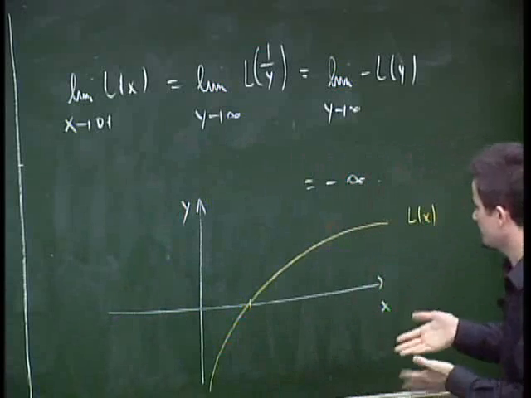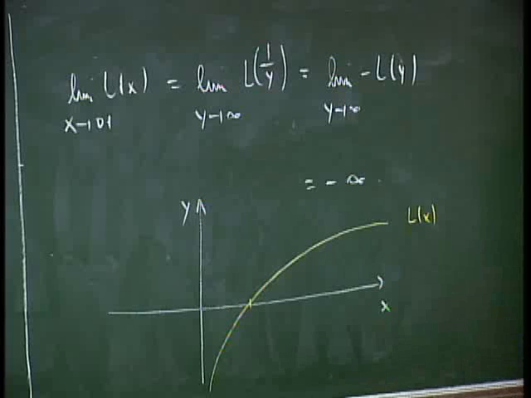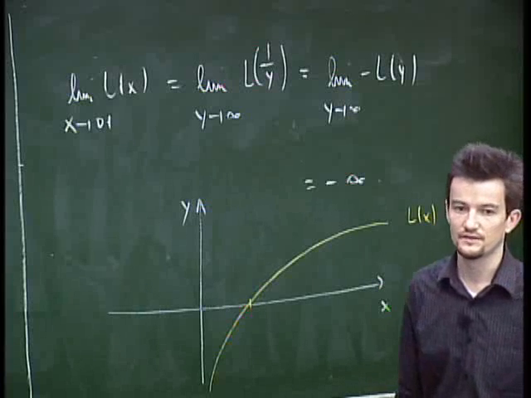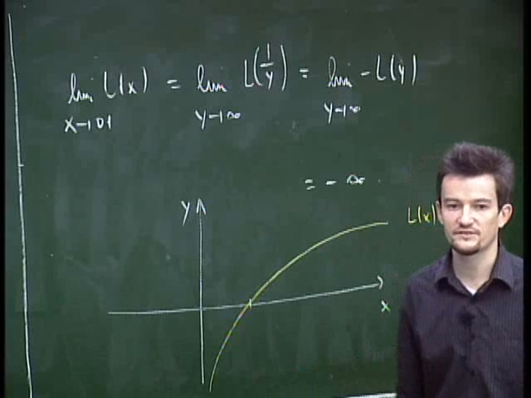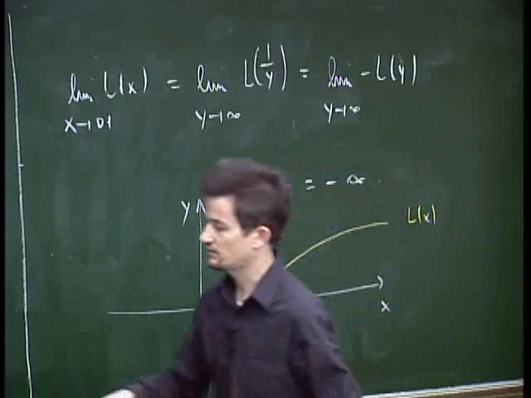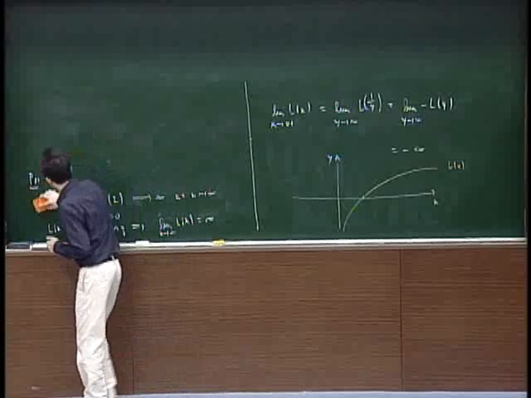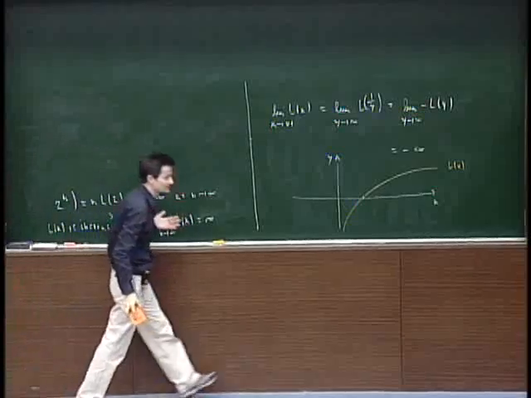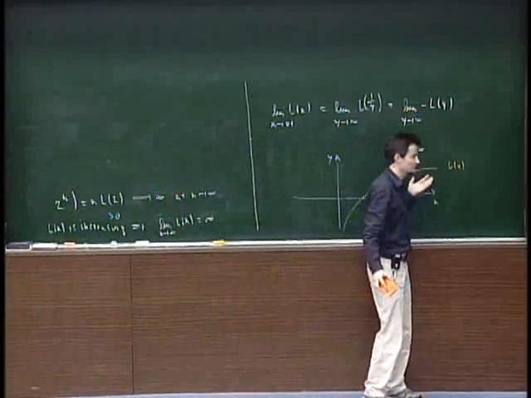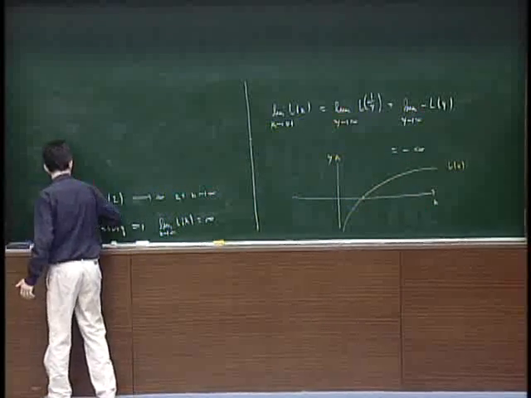Actually, we even know more. We know that this function L of x is differentiable and so on. So we know more properties about this function. The differentiability essentially follows from the fundamental theorem of calculus. Now L of x is well defined. And what is more important, we understand the function L of x. We understand quite well how the function behaves.